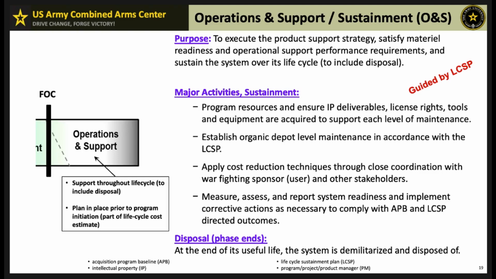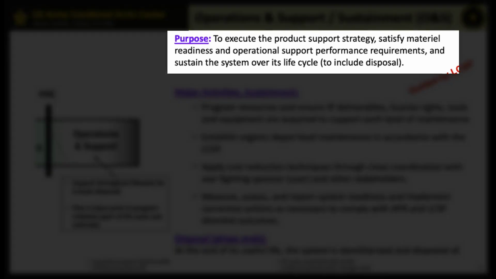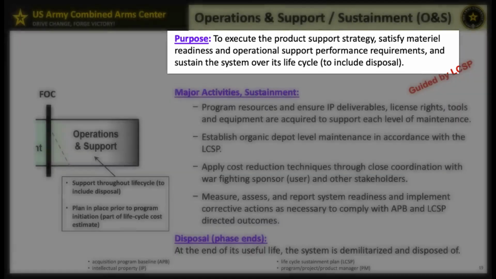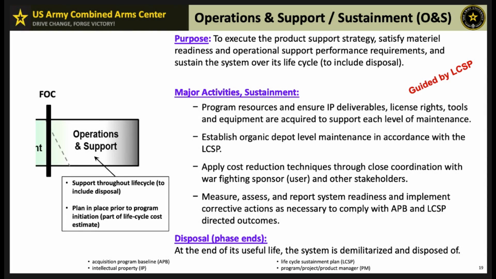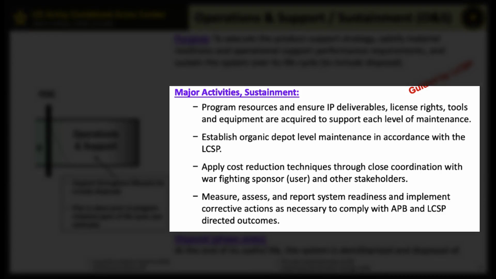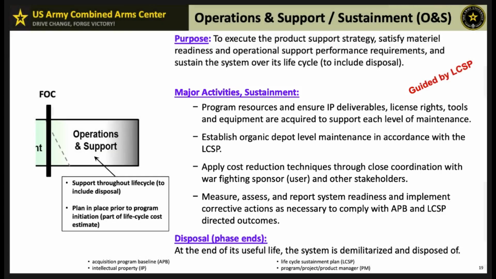In the operations and support phase, the primary goal is to maintain the system's operational readiness and ensure it meets performance requirements throughout its life cycle, including eventual disposal. The purpose of this phase is to execute product support strategy, sustain the system, and manage it efficiently over its entire life. Key activities here include program resources and IP management, depot-level maintenance, cost reduction, system readiness, and disposal, which is really where the phase ends.